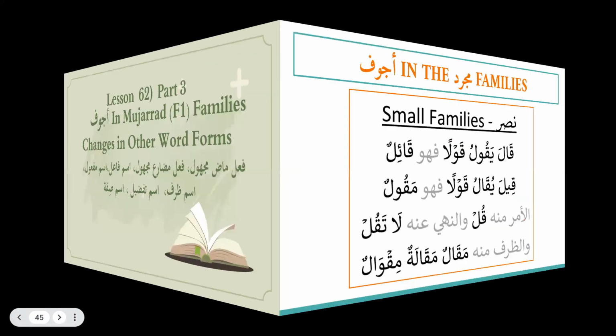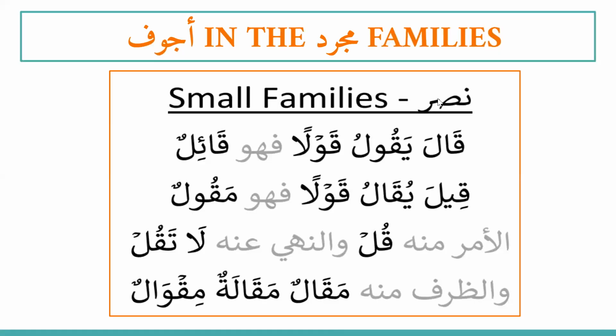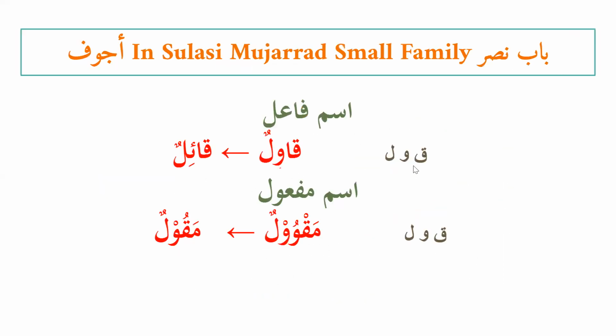Okay, so let's go to the first form. We already did regular past tense and present tense, and now we are coming to ism fa'il. So for ism fa'il, the root letters we have in Ajwaf, in the keyword, are qa wa la, qala yaqulu, right? So the root letters are qaf, waw, and lam. And the pattern for ism fa'il in mujarrad is fa'ilun.